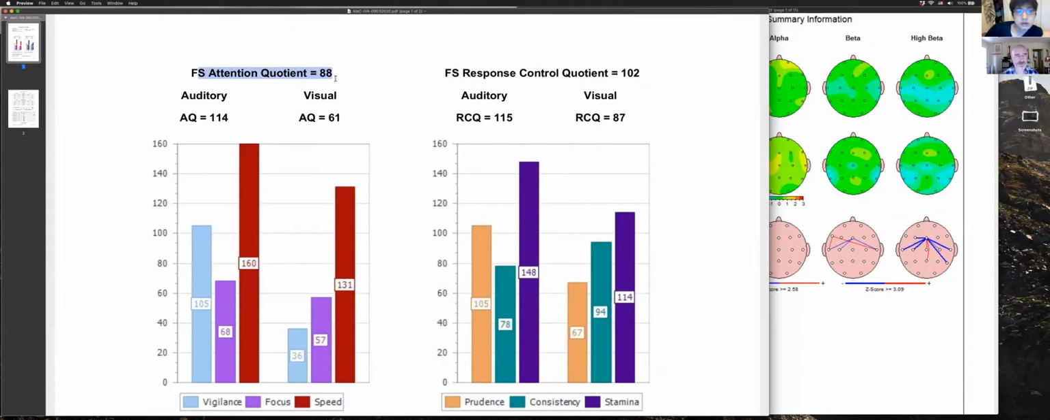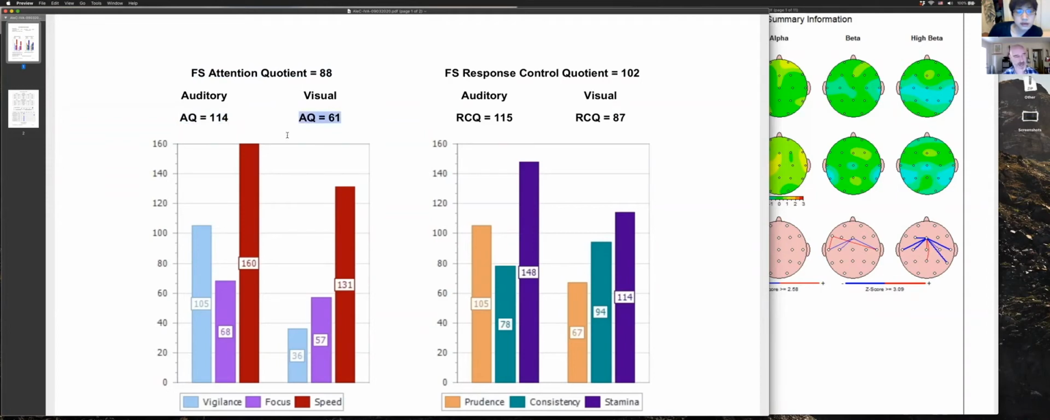For attention, attention is clicking successfully on the one. So a quotient of 88. That's 12 points below average, which is not quite 1 standard deviation. So it's a little soft. 85 or below really gets in the way, so it's right on the edge. But if you look at auditory versus visual, auditory is above average by a standard deviation. It's very good, but visual is very soft.